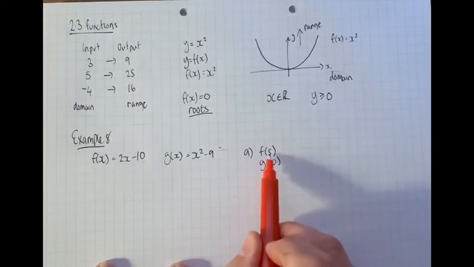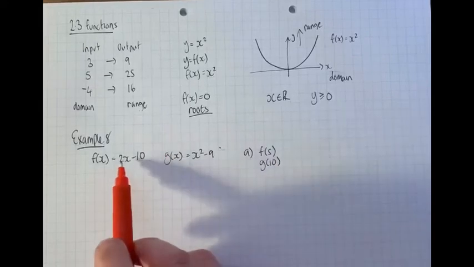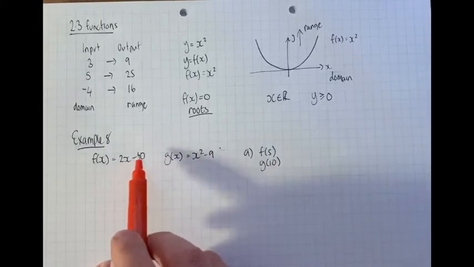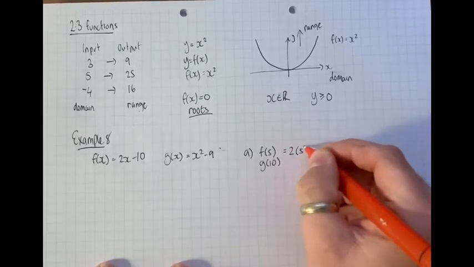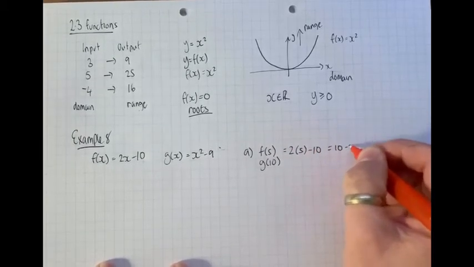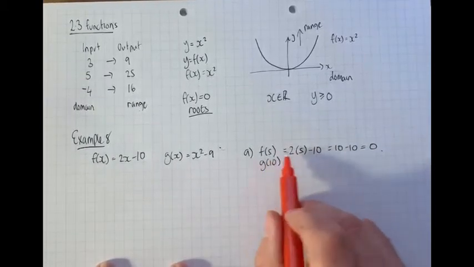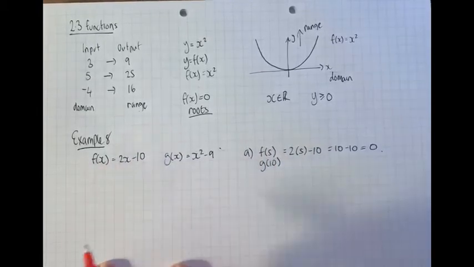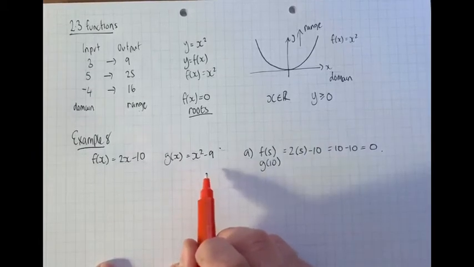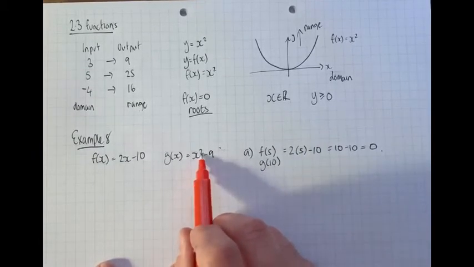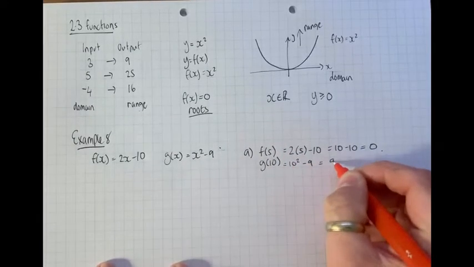All that means for you to do is take the input value x and swap it for a 5. We're sticking 5 in, what do we get out? Well, f of x means to double it and take away 10. Double it is 10, take 10 is 0. So 5 is a root of this function. It's a solution of it. And g of 10. So to apply the function g, we square it, take away 9. So square it, 100, take away 9 is 91.